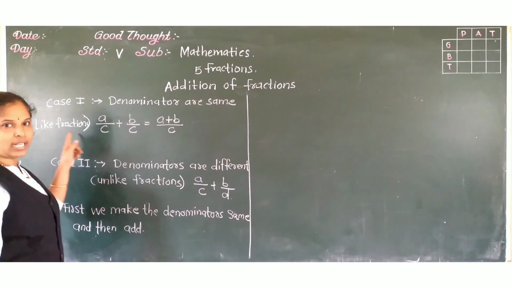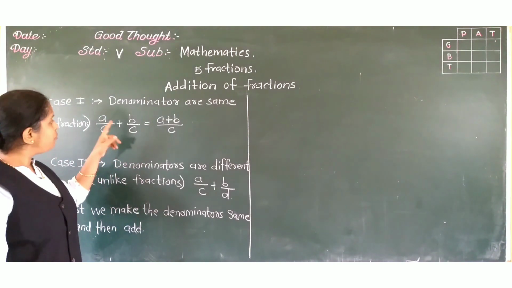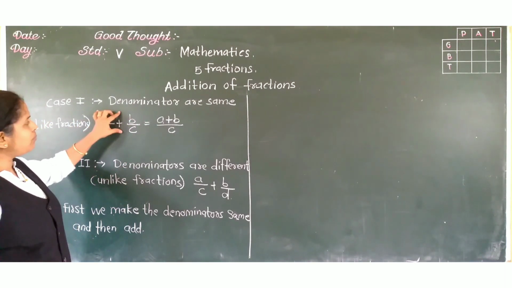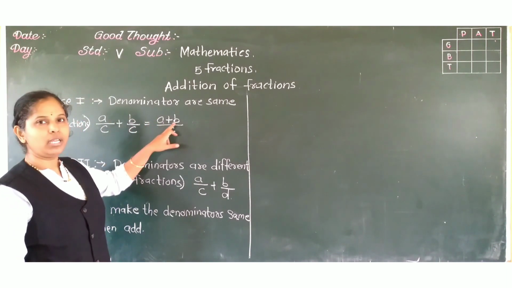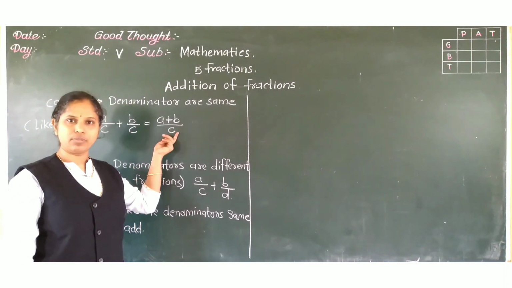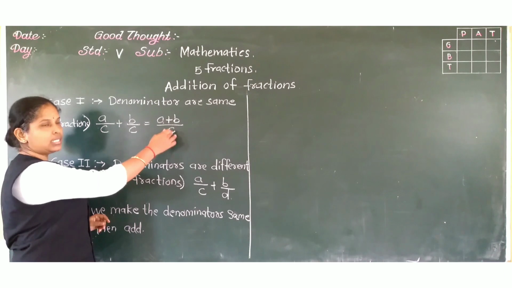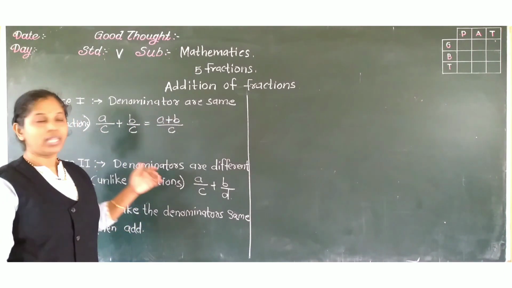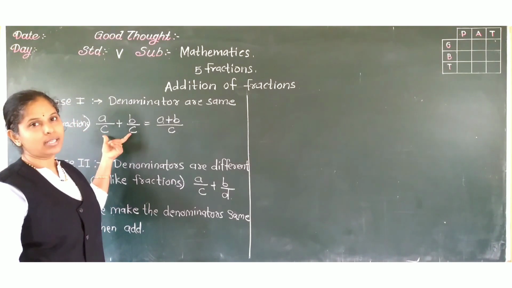When like fractions are there, that means when denominators are same, that time we have to add only the numerators. See here, a upon c plus b upon c is equal to a plus b upon c. Denominator we have to write as it is. We don't have to add the denominator. It will remain as it is, and we have to add only numerators.